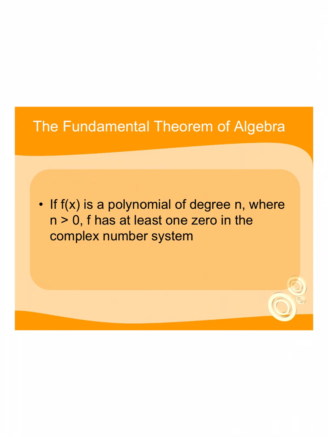This leads us into the fundamental theorem of algebra, and that states that if f of x is a polynomial of degree n, where n is greater than 0, then our function f has at least one 0 in the complex number system. Let's read that again. Again, if our polynomial is of degree n, where n is greater than 0, f has at least one 0 in the complex number system. We'll see how that factors in with the rest of our examples as we move along and we find the real and the complex zeros for our polynomials.